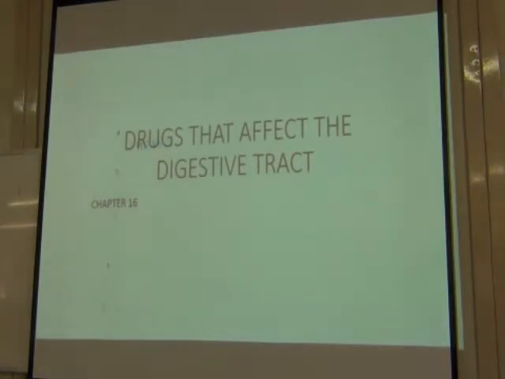So good morning, class. So today we're looking at drugs that affect the digestive tract. The digestive tract is also known as the gastrointestinal tract. So you hear the GIT, and that also refers to the digestive tract.